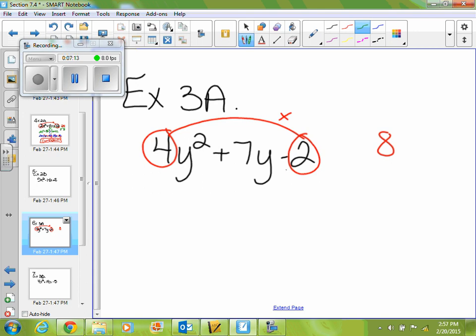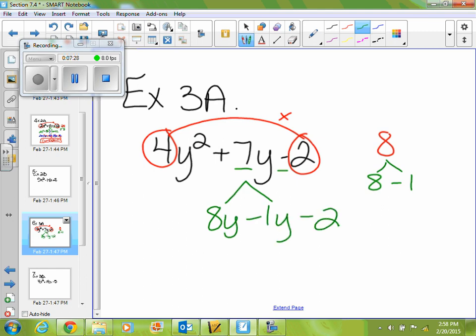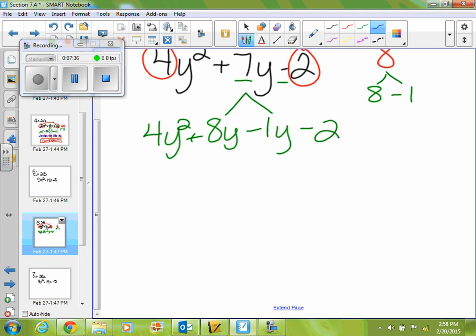So we're looking for factors of 8 that subtract to 7. What are my factors of 8 that subtract to 7? 8 minus 1. Right, 8 minus 1 gives us 7. So this is like an 8y minus 1y minus 2 and 4y squared. Okay. Split down the middle. What goes into a 4 and 8? 4. What's my smallest exponent?